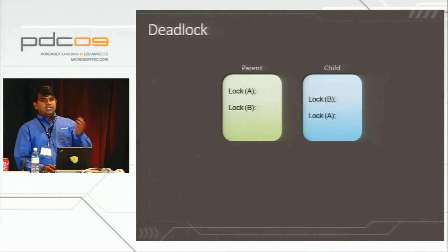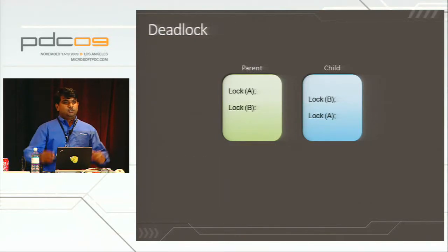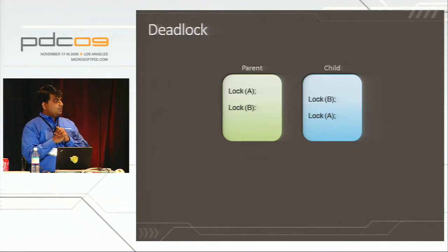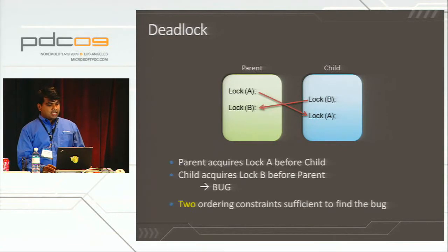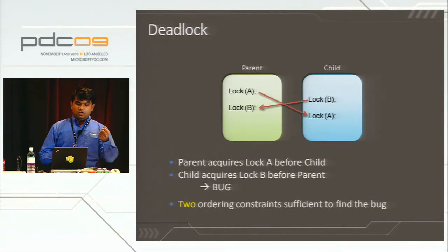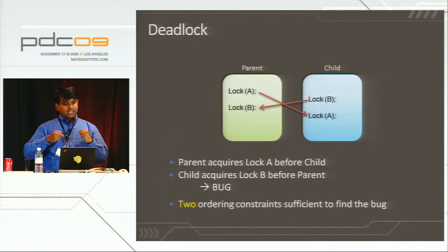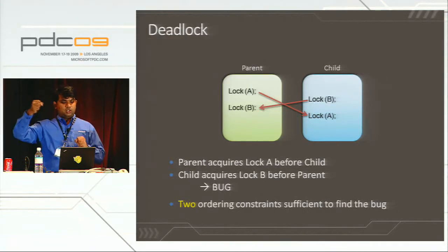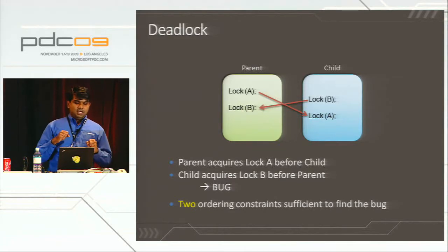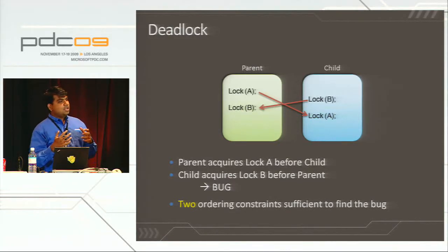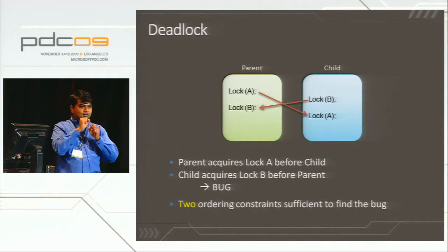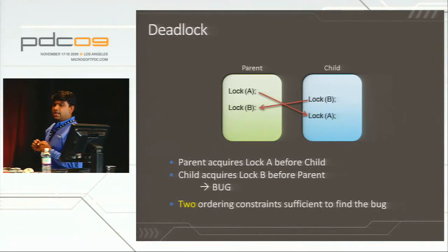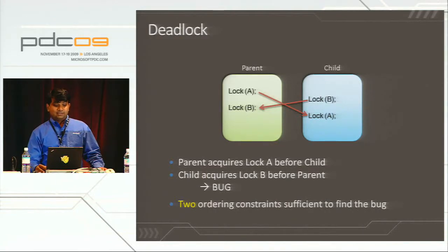And let's look at this classic deadlock example in which two threads are acquiring locks in different order. How many constraints do we need to get it right? You need to make sure that the parent acquires the lock A before the child. That's one constraint. And the second constraint is child should acquire lock B before parent. And so again, the whole idea is that real bugs are not very complicated. They require just a few of these constraints to get right. And somehow we have to utilize this fact.